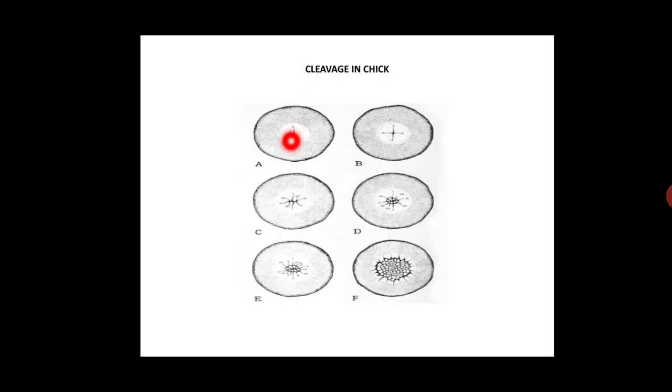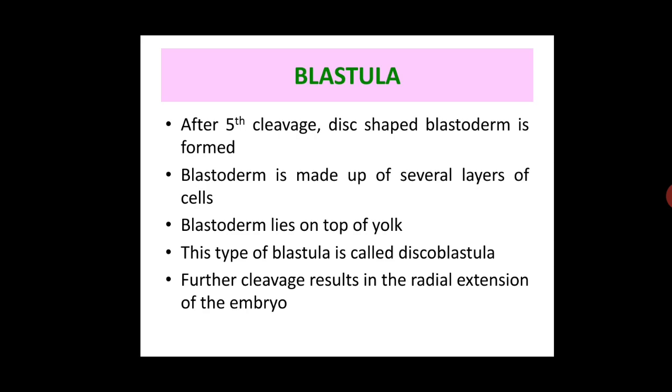The first cleavage is meridional in position. The second cleavage is at right angle to the first. The third division is again right angle to the second one, and so on. After fifth cleavage, blastoderm is formed. Blastoderm shape is disc-like and is made up of several layers of cells. It lies on top of yolk.